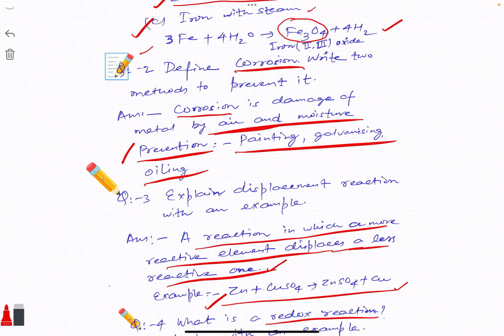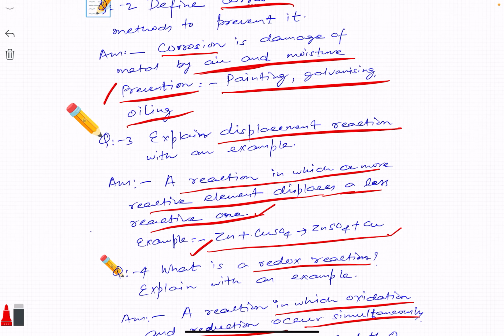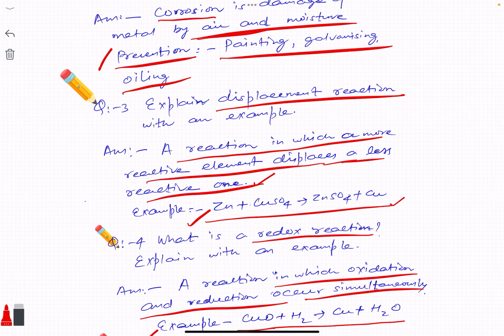Question number 3, explain displacement reaction with an example. The answer is: a reaction in which a more reactive element displaces a less reactive one is called a displacement reaction. Example: Zn + CuSO4 gives ZnSO4 + Cu.